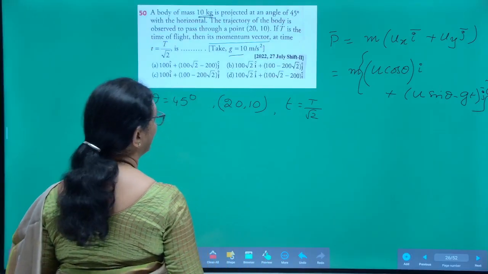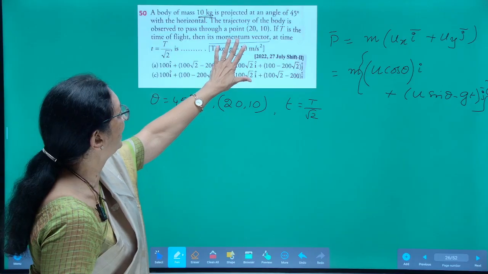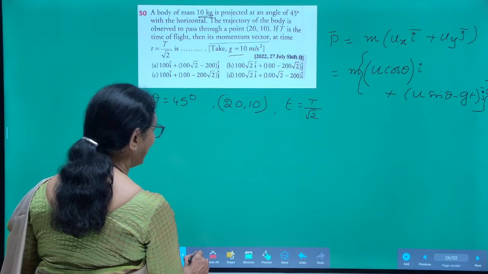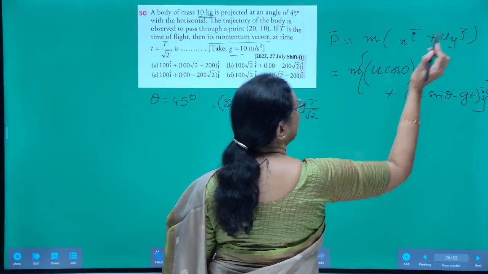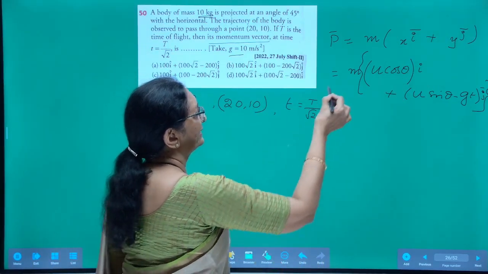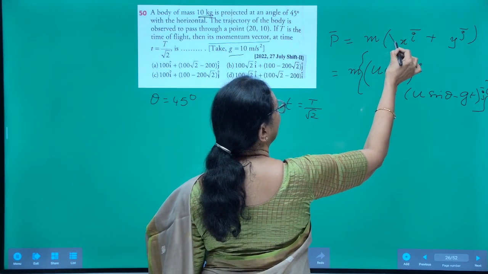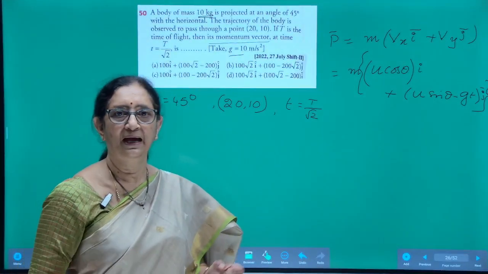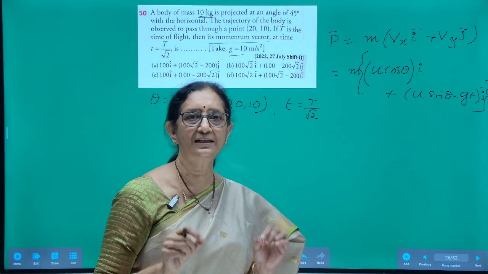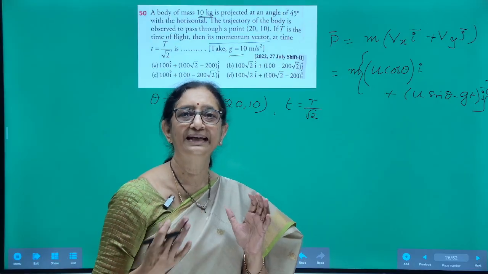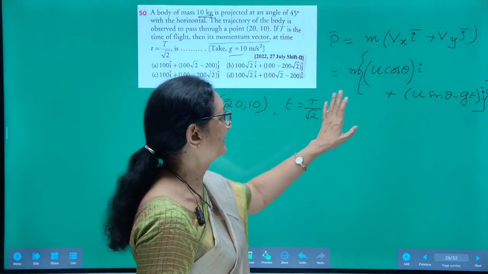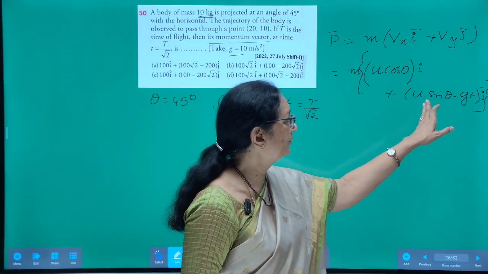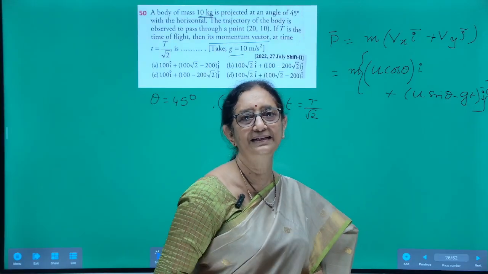I am repeating the question. You are asked to find out the momentum vector at a given instant of time. Suppose Vx, Vy are velocities of the projectile at that instant of time. Momentum at that instant will be m vx i bar plus m vy j bar. For a projectile, the velocity component along the horizontal remains constant throughout the journey. That is just u cos theta. The component of velocity along the vertical is u sin theta minus gt at any instant of time.